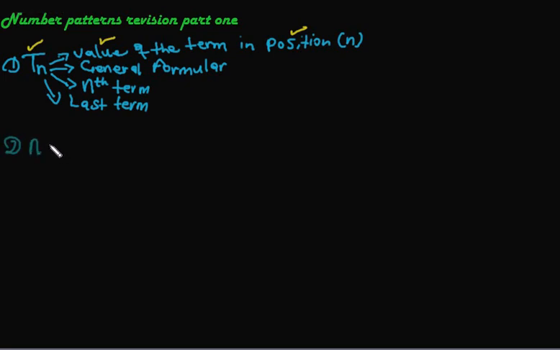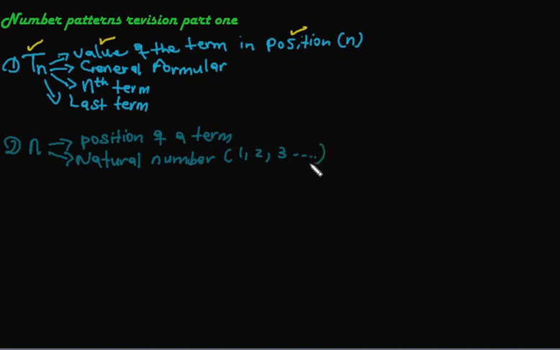And N is the position of the term. So N is just a position, hence N will always be a natural number. When you're talking about natural numbers, we're talking about 1, 2, 3 and so forth. You will never find N as a decimal, a fraction, or a negative integer, because N is the position.